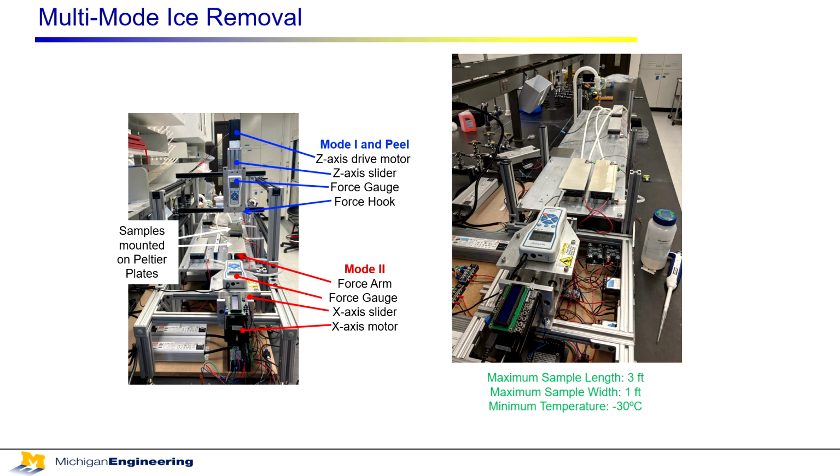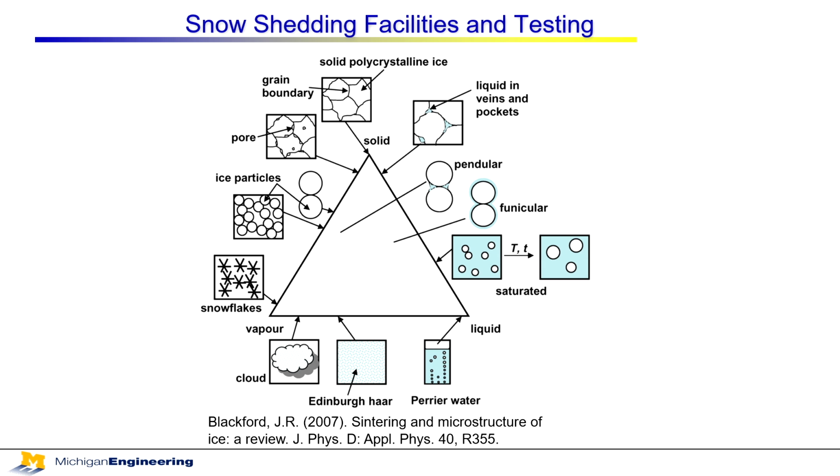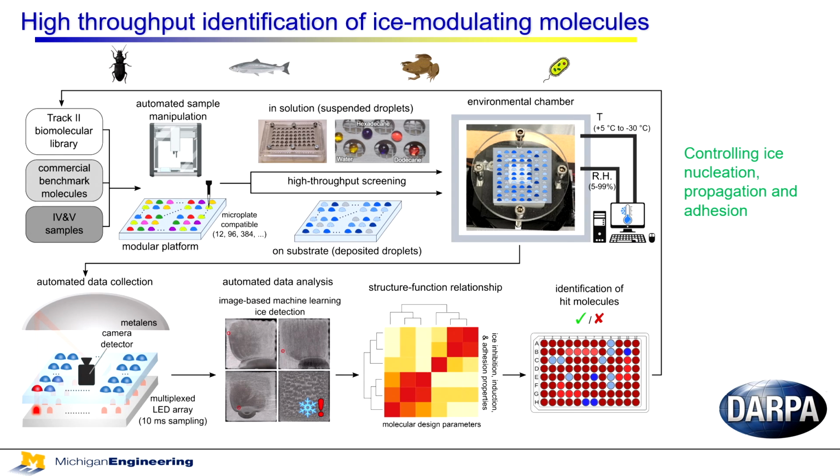So we have facilities now built up for testing ice in various modes, as well as snow, which gets even more complicated because now you have 3 potential phases rather than just a solid. You have solid, you have air, and you have liquid water. So now we've built up facilities for being able to reproducibly make the same structure of snow over and over again to be able to evaluate these.